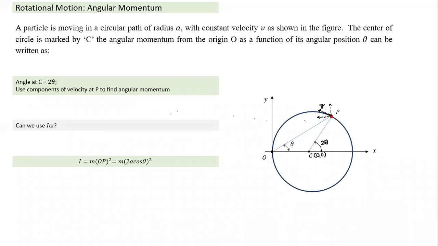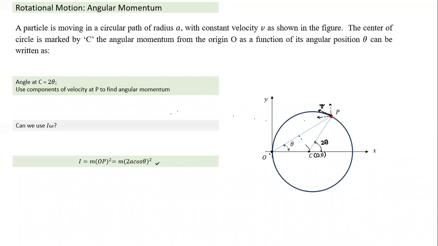And how much is OP here? This side is A. So what do you do here? If you drop a perpendicular, this angle is theta. Half of this length becomes equal to A cos theta. So A cos theta is the distance, and this is the moment of inertia.